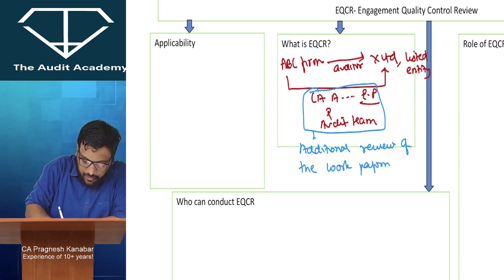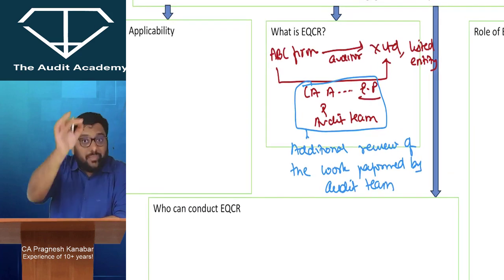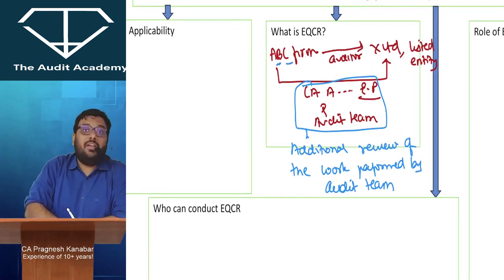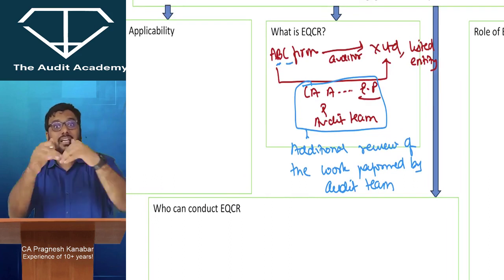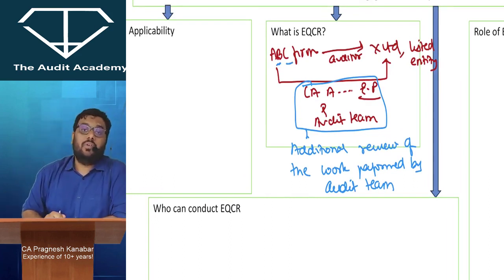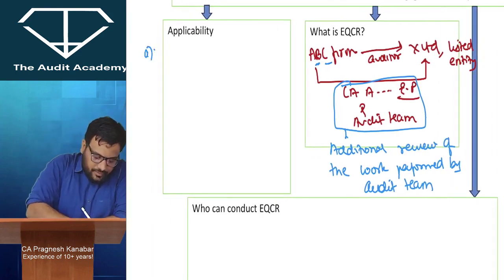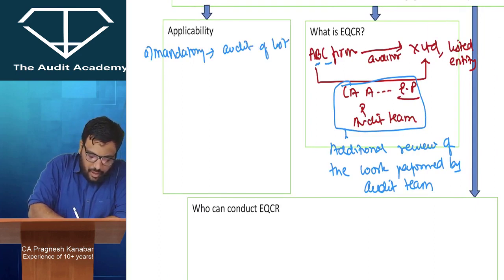Of the work performed by the audit team. Sir, that means either Mr. B or Mr. C, that means someone other than the engagement partner will review the work performed by the engagement team. Such kind of process is mandatory only in case of audit of listed entities.